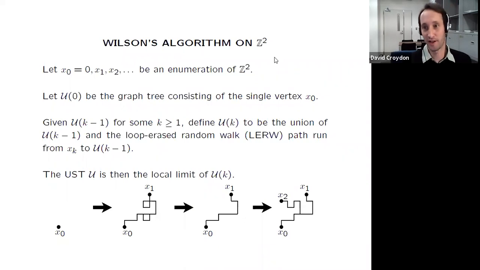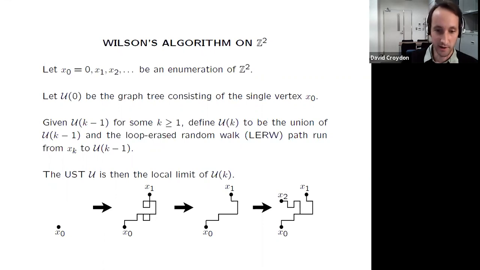I should say, on the details, you'll notice that Z3 isn't a recurrent graph, so we can't quite start the algorithm like this, because if we run a random walk from x1, it might drift off to infinity before we get to x0. So actually the first step of the algorithm is not to take x0, it's to take a random walk from x0 to infinity and erase the loops. Then we run from x1 a random walk until we hit that path, and it will hit that path. This is the recipe in three dimensions.